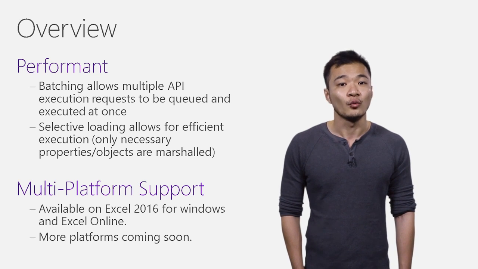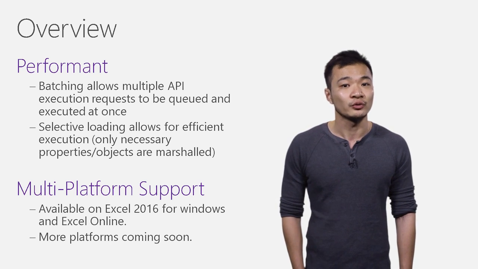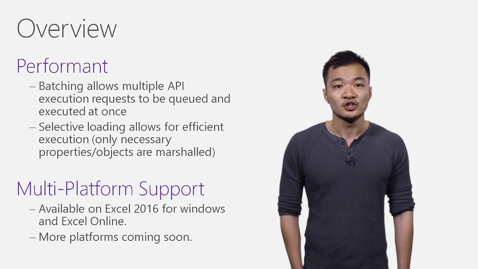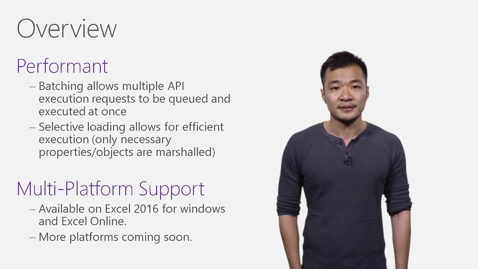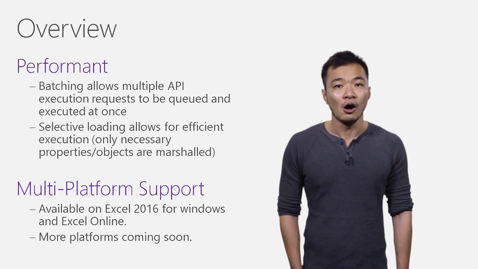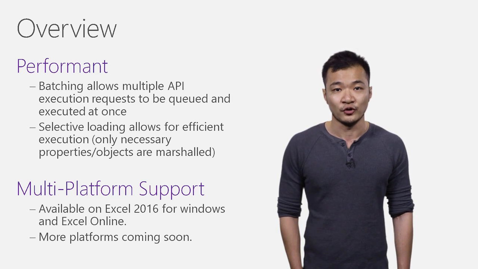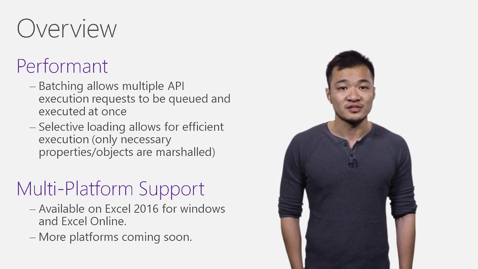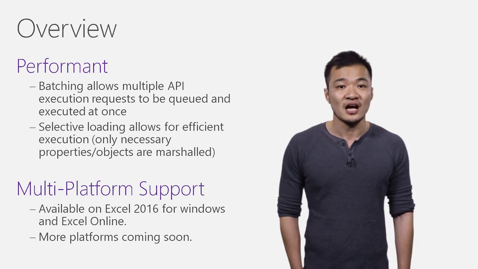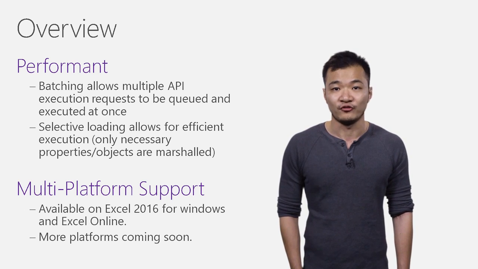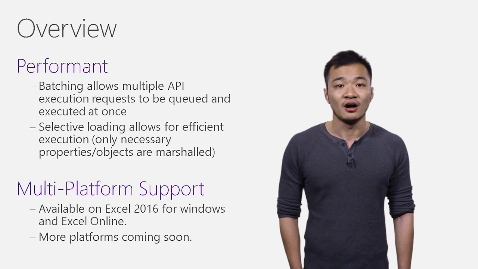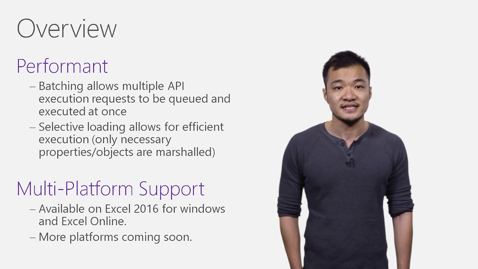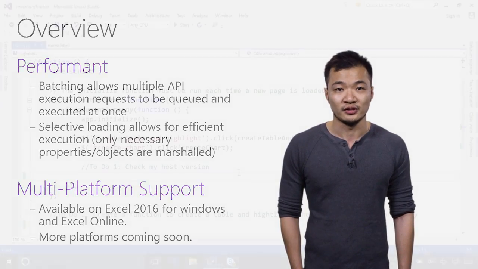To help with that, we introduced batching, which allows multiple API requests to be queued and executed all at once. To improve performance, our API also allows you to load only the properties that are needed in the future, thus reducing the bandwidth and load times. As with Office.js, add-ins with Excel.js run across multiple platforms. The new API is already available on Excel 2016 on Windows and Excel Online. Other platforms are also coming soon.